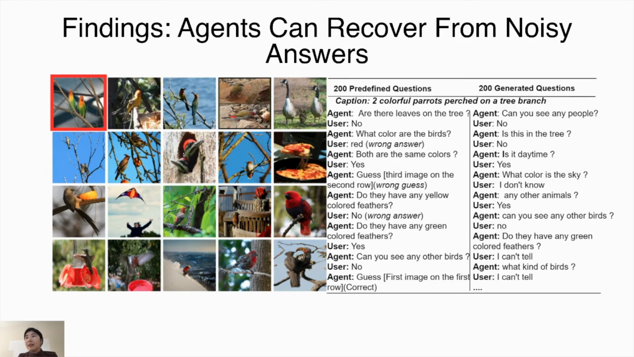But the problem is the agent would generate pretty bad questions, such as, can you see any people? Is this in the tree? Is it daytime? What color is the sky? Which is not very helpful in differentiating which image is the target image. So what's the problem here?